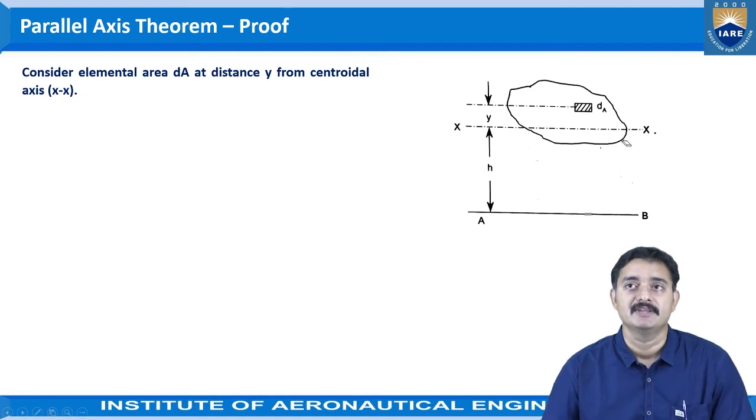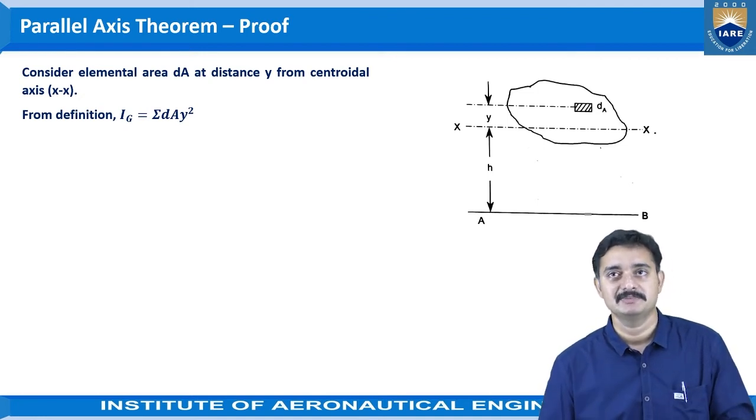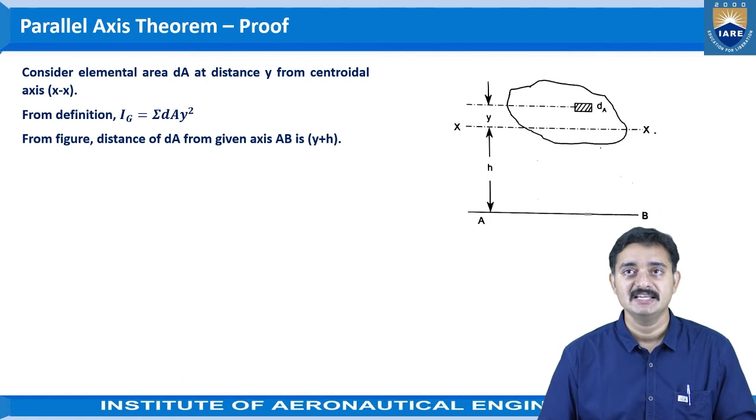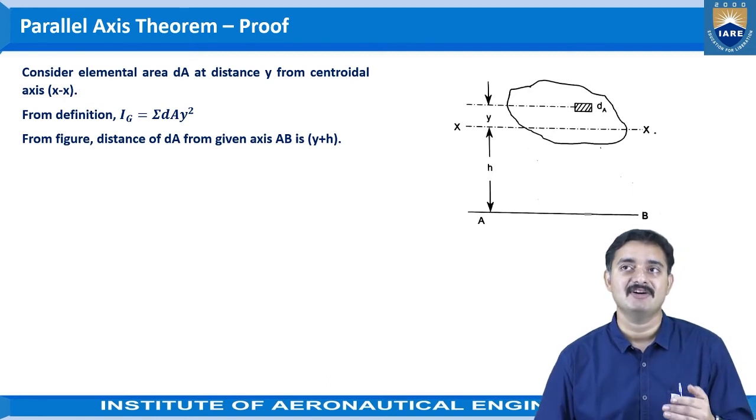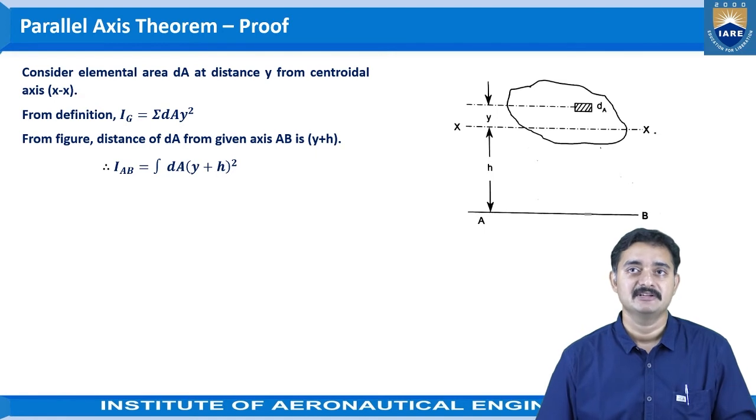Please remember that. From the definition, Ig, which is the moment of inertia about the centroidal axis of the given object, is taken as sigma dA y square. From the figure, the distance of dA from the given axis AB is y plus h, right? The total height h from AB to the centroidal axis, plus the distance y from the centroidal axis to the strip element that is considered. So I_AB can be written as integral dA into (y plus h) whole square.